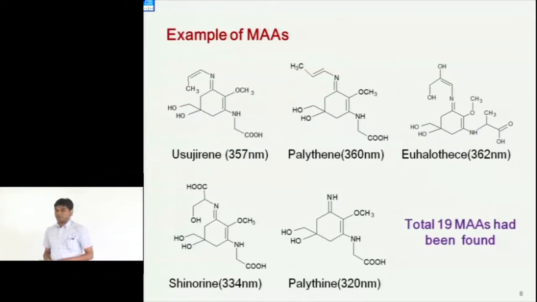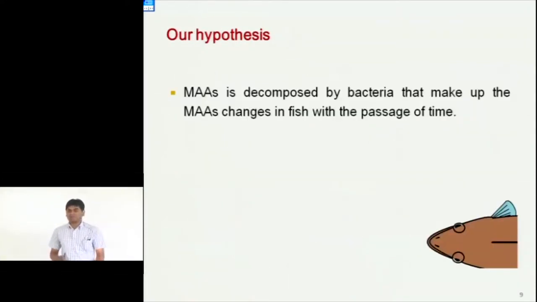Some examples of MAA: this is euhalothece with a 375 nanometer maximum peak, and porphyra-334 with an absorption peak at 334 nanometer. Palythine has a 362 nanometer peak. A total of 19 MAAs have been found now.